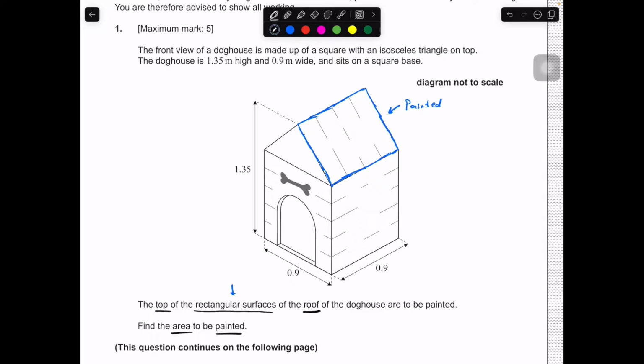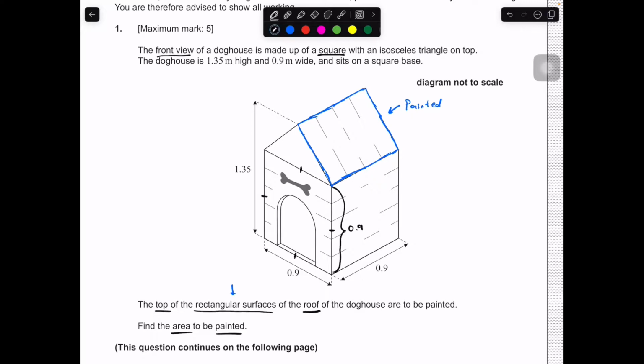Okay. So first off, they're telling us the front view of the doghouse is made up of a square, and then it has an isosceles triangle. So the front view is this portion here where we're looking at the doghouse, and they're telling us it's a square. And if it's a square, that means all of the dimensions of this doghouse are the same: length, width, height, base, all of that is going to be the same. So this right here is also equal to 0.9, of course, and more importantly, this height is also equal to 0.9 if the front view is a square.